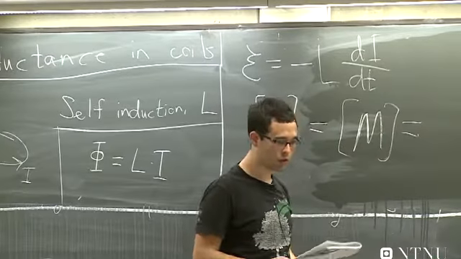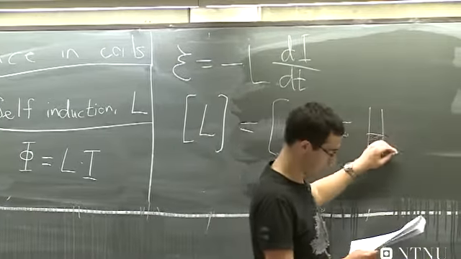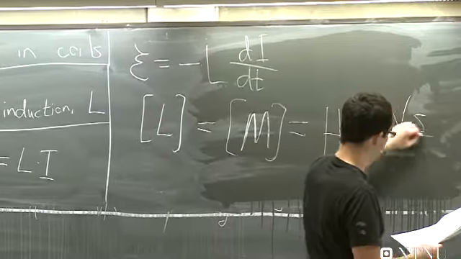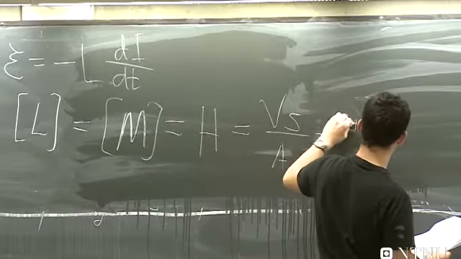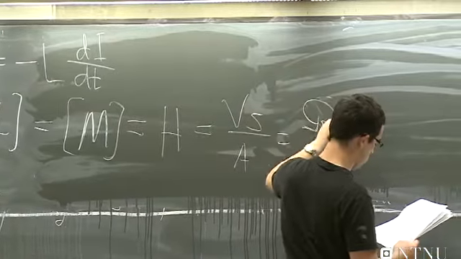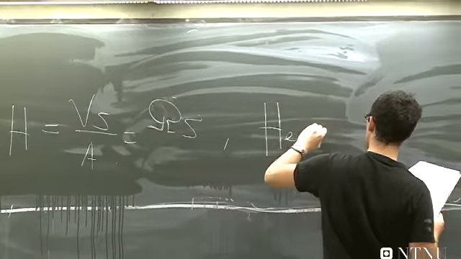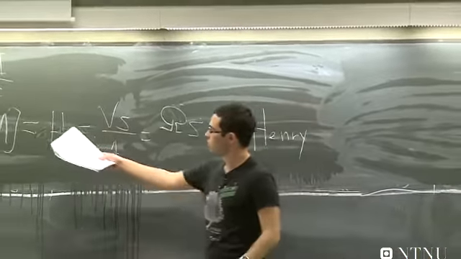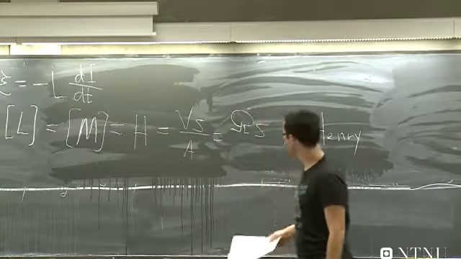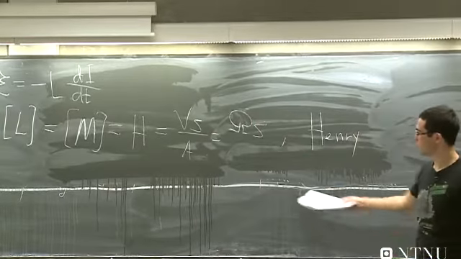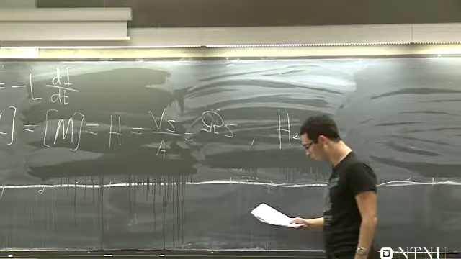The units of the inductances are the same, and they're called H, or Henry. They can be written as volt second per ampere, or ohm second. The second, of course, comes from the fact that we have a time derivative, which you don't have in Ohm's law, so that's why you get ohm second. So that's maybe a nice way to remember the units of the inductance.